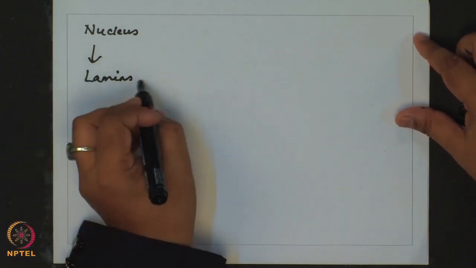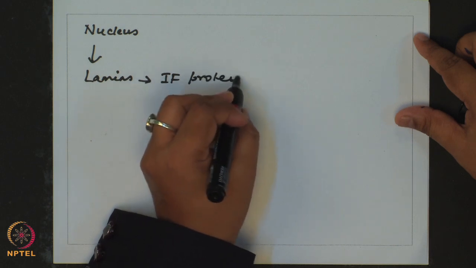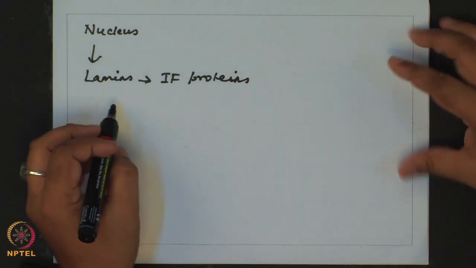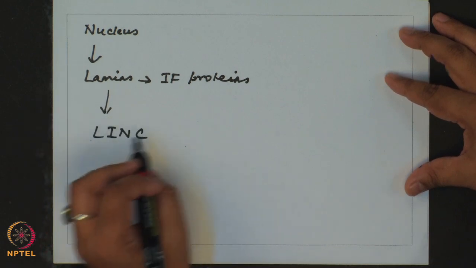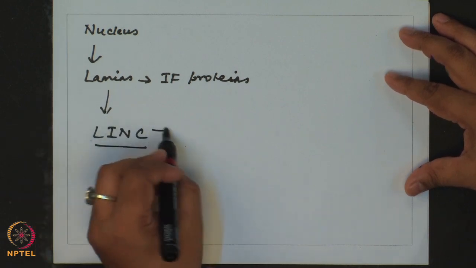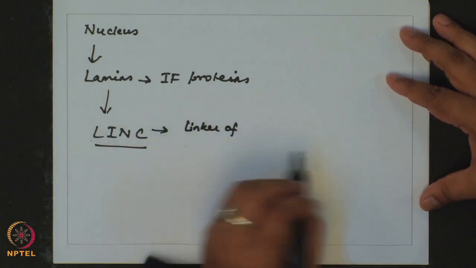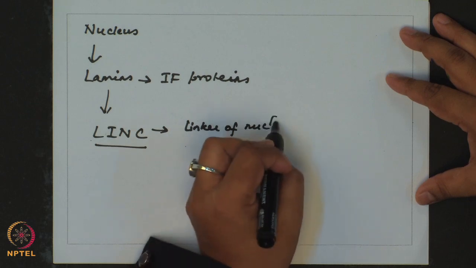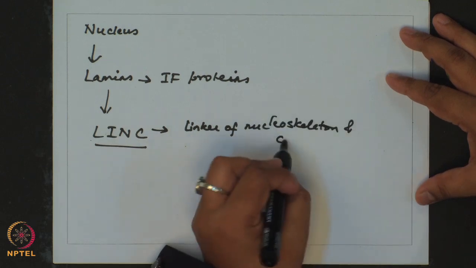lamins, which are intermediate filament proteins, and these lamins are part of the LINC complex. LINC stands for linker of nucleoskeleton and cytoskeleton.